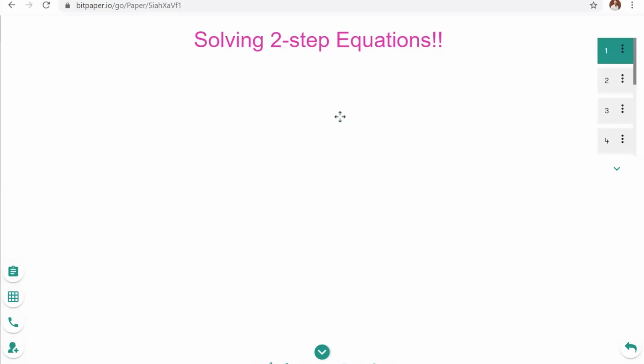Now, if you're brand new to the multisensory method of solving equations, you should definitely check out our other video about one-step equations in the link below. Today, we're going to use some pretty cool manipulatives to figure out the process of solving an equation in a really hands-on approach.